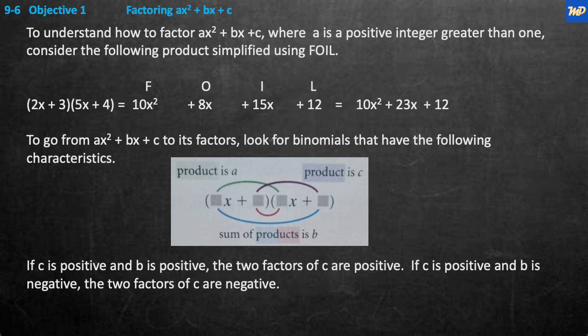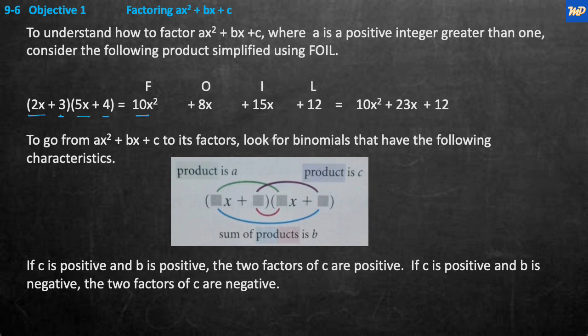So we have the two binomials, 2x plus 3 and 5x plus 4. They're being multiplied. And when we multiply these together using FOIL, we get 2 times 5 is 10, 10x squared. We get the outer, which is 2x times 4 is 8x, and then the inner, 3 times 5 is 15x, and then the last, 3 times 4 is 12, which gives us 10x squared plus 23x plus 12.